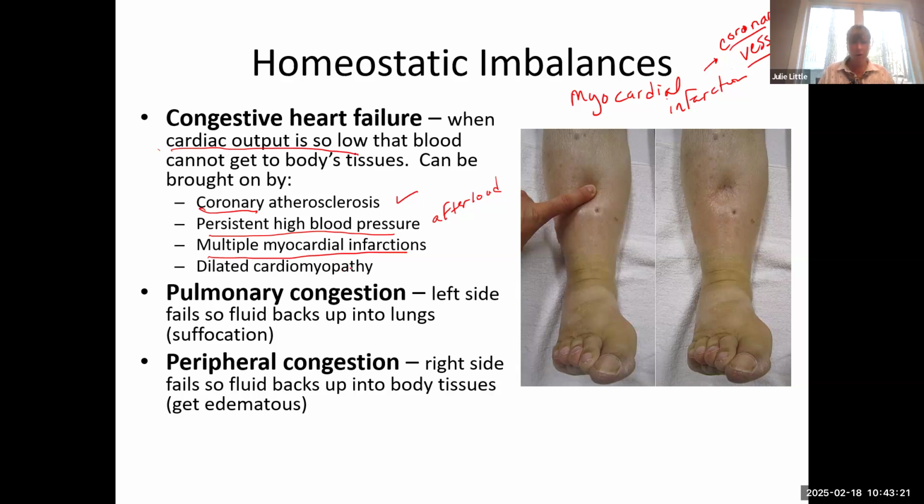And in multiple heart attacks, remember that those cardiac myocytes, when they die, they're not replaced with more cardiac myocytes through mitosis, they're replaced with scar tissue.